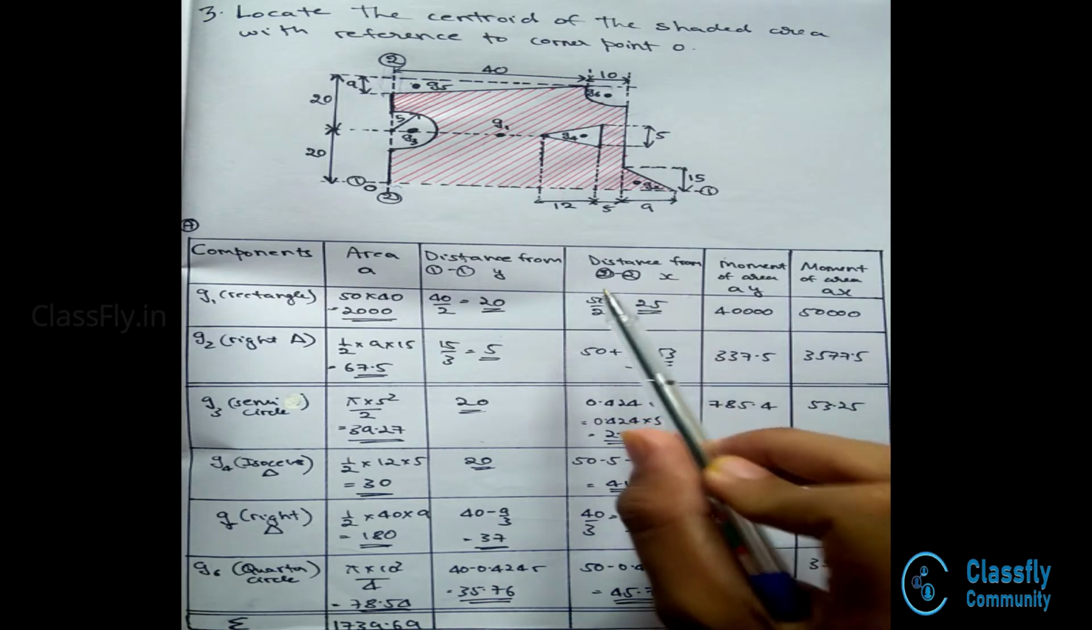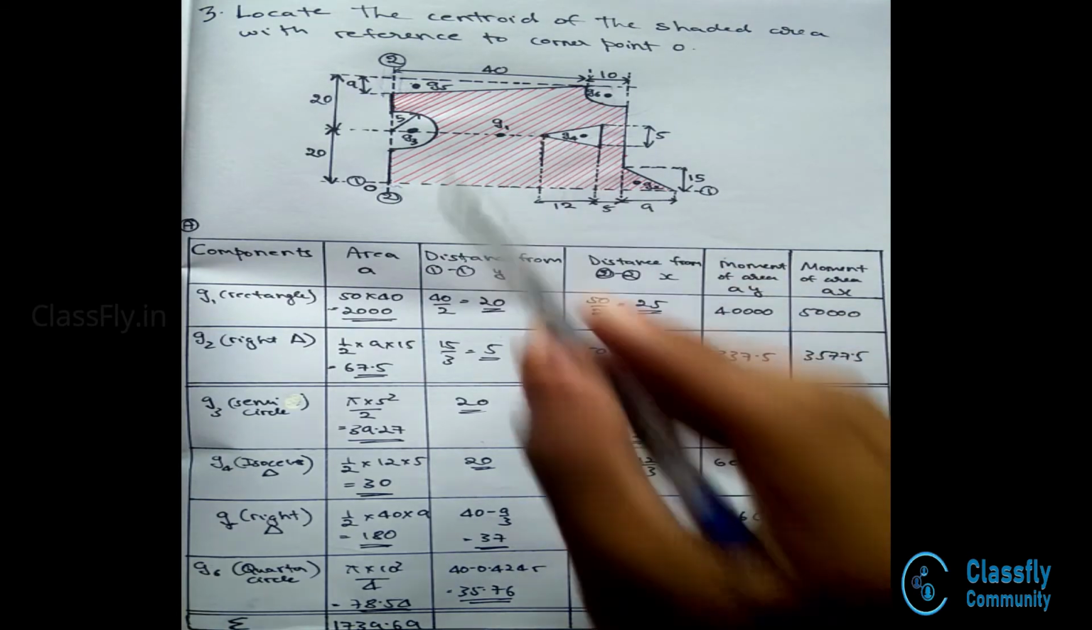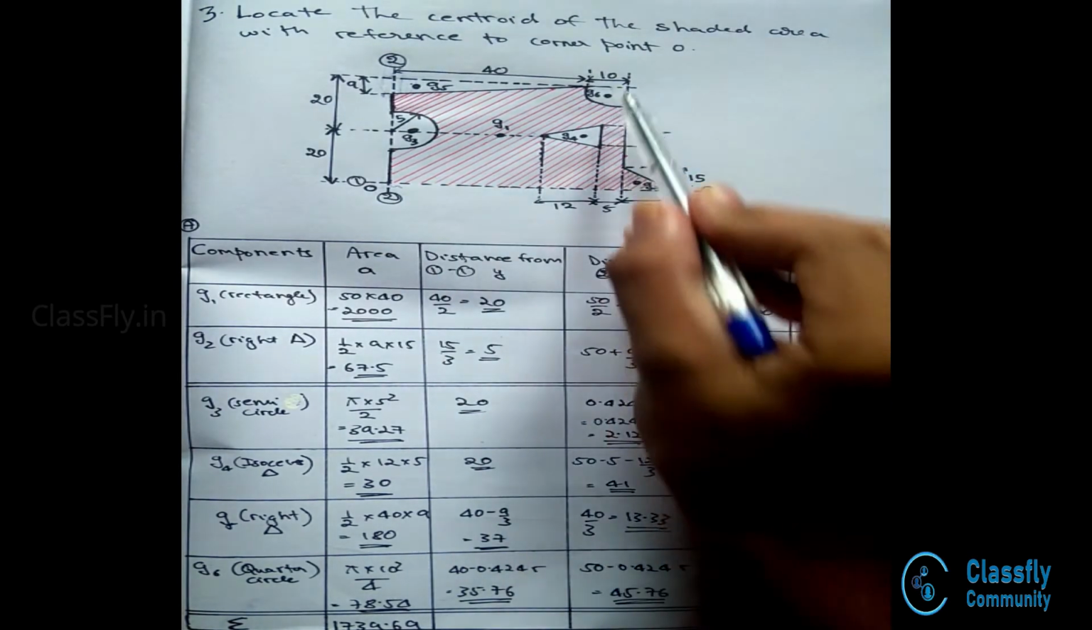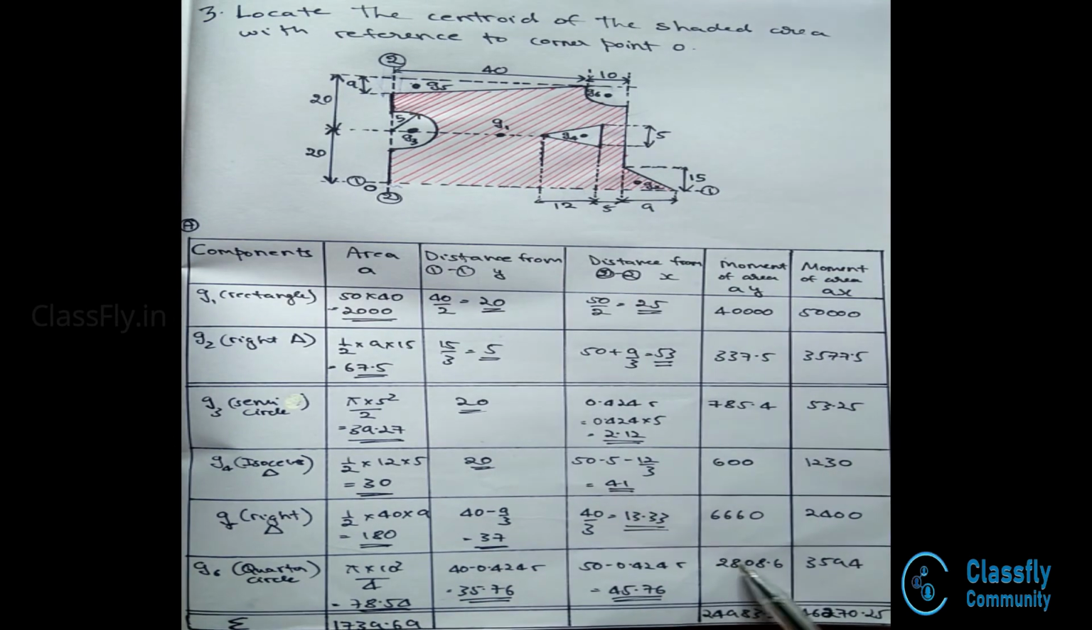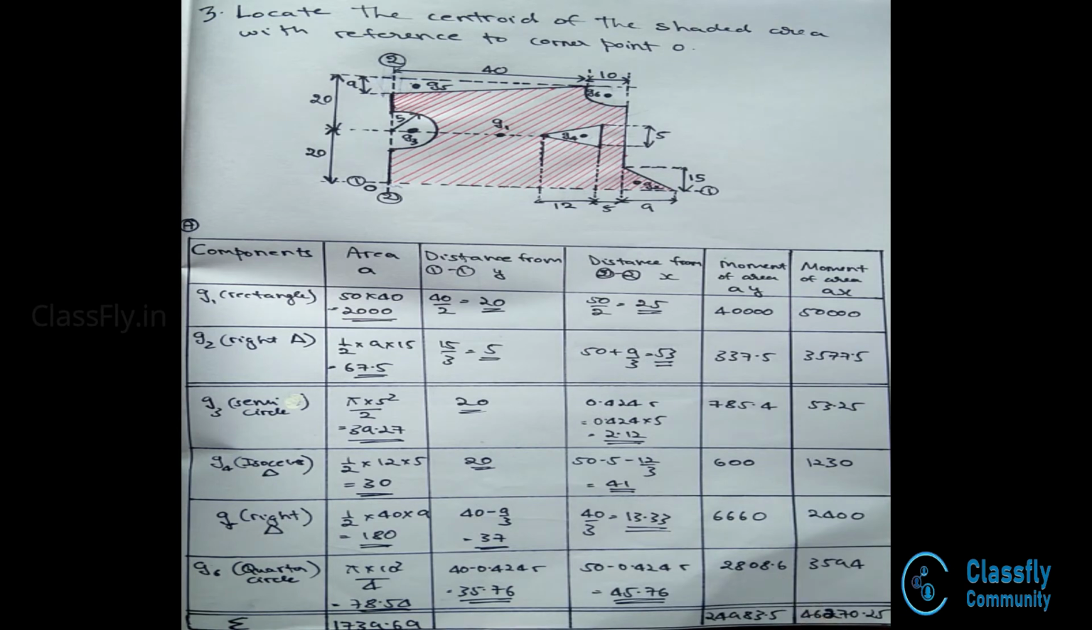Similarly, the distance from the 2 2 axis is also given by the total distance minus the centroid distance with reference to the axis. Hence, we have 50 minus 0.424 r. This will result in 45.76. Hence, the moment of area AY is given by 78.54 into 35.76, which will be equal to 2808.6. AX is given by 78.54 into 45.76, which will be 3594. Hence, now we have all the values.